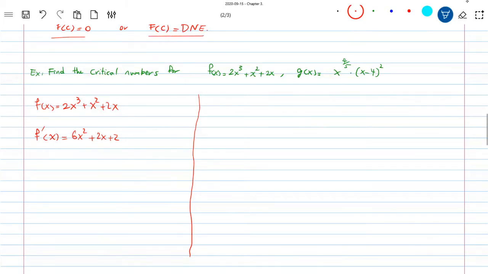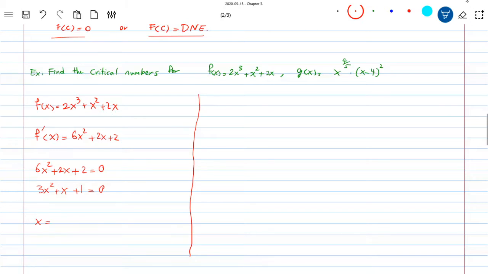This is a polynomial derivative function. The derivative always exists. There is no critical point where the derivative does not exist. So the other choice that we have is to set it equal to 0 and figure out where the critical numbers happen. I'll just figure out for what x values this derivative is 0. You can factor out the 2, divide by 2, and you will get 3x squared plus x plus 1 equal to 0. I don't think you can factor this, so let's use the quadratic formula.